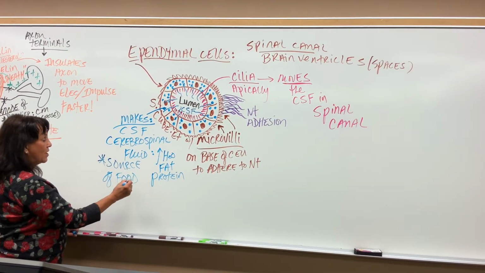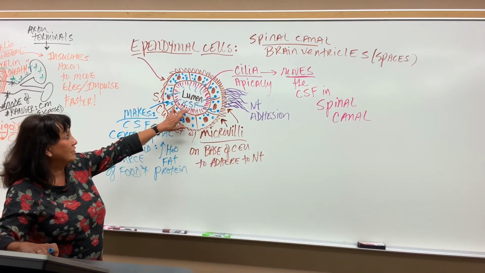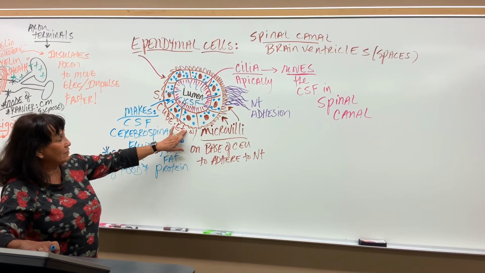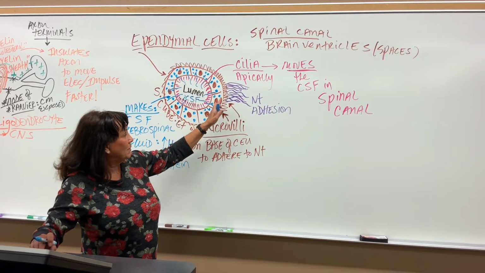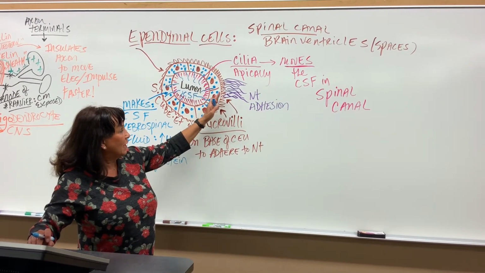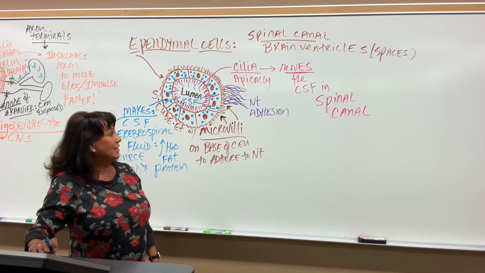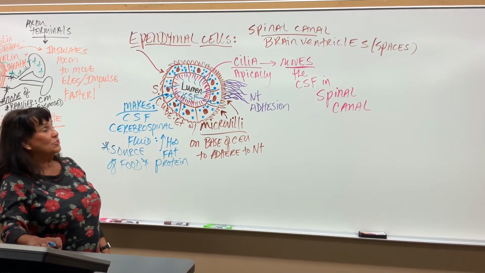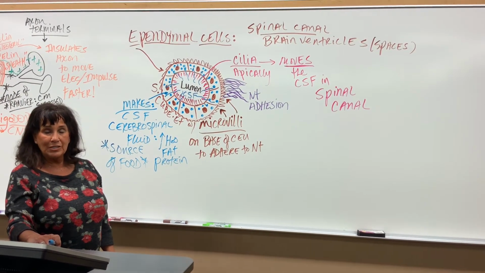And so these are rather unusual cells right here. These simple cuboidal cells have cilia on the inside, microvilli on the outside, so the basement membrane can adhere with the microvilli to the nerve tissue and act like a glue in this instance. All right, so those are all our neuroglial cells, our support cells for nerve tissue.